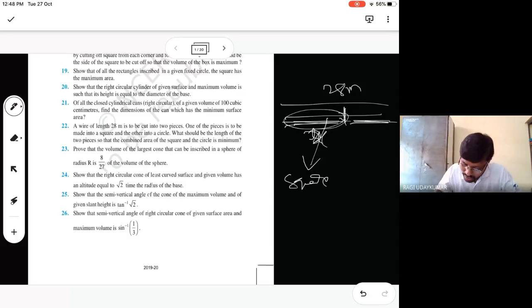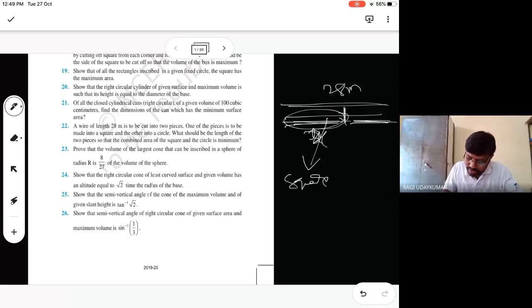The total length of the wire is 28. Is anyone saying something? It is not audible to me. Okay, I'll tell you. I think your voice is not audible to me in a proper way.